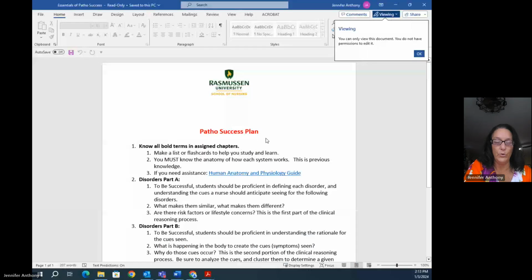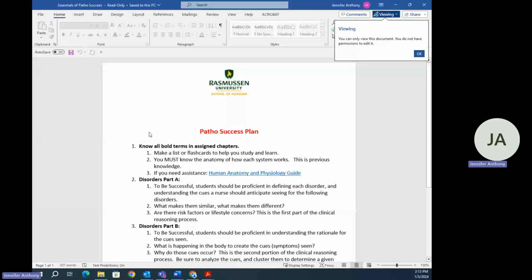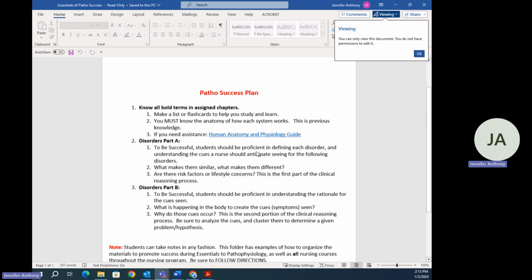So let's begin. First and foremost, I'm going to share what we're calling the Patho Success Plan. I'm going to turn off my camera so that I can see over here a little bit better. Okay, the Patho Success Plan is 3 steps.